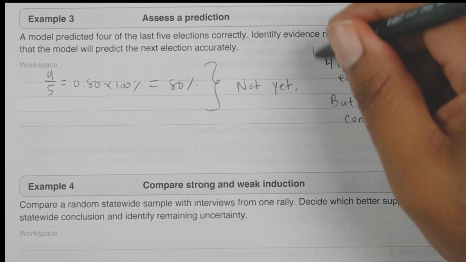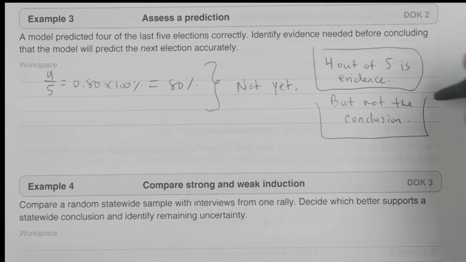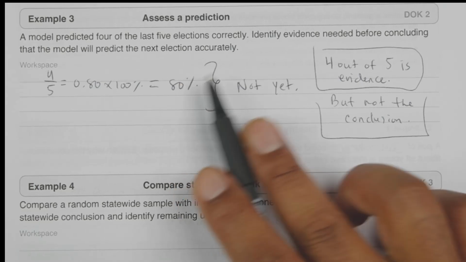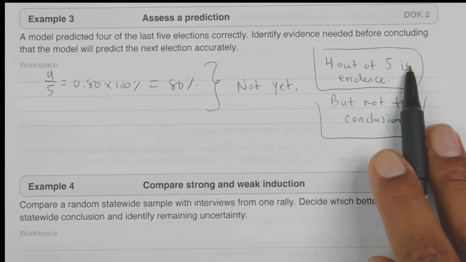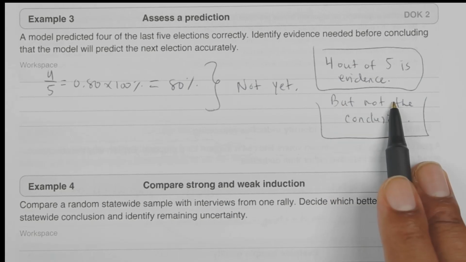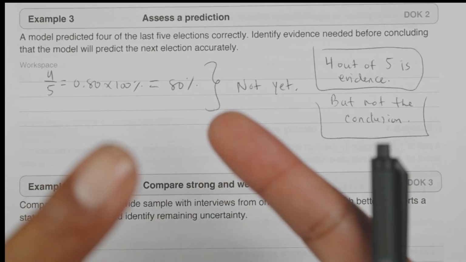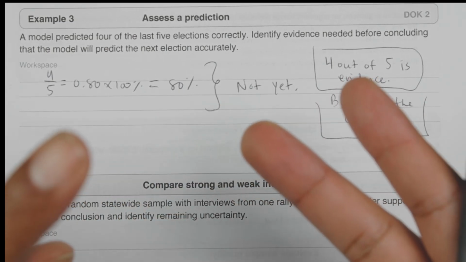So it's just like you're an attorney. You want to take in that evidence. Yeah, that's evidence. That's great. It's an 80% success rate. We're going to take that into consideration, but we still have more work to do. We still have to test it on other elections.